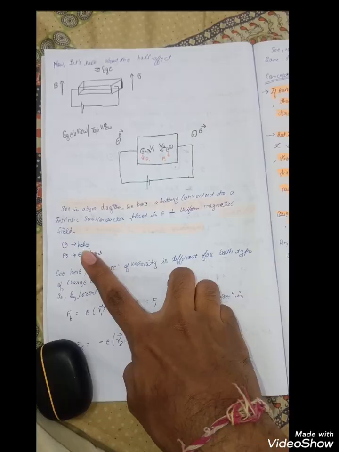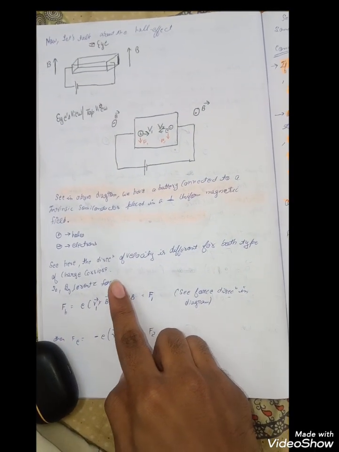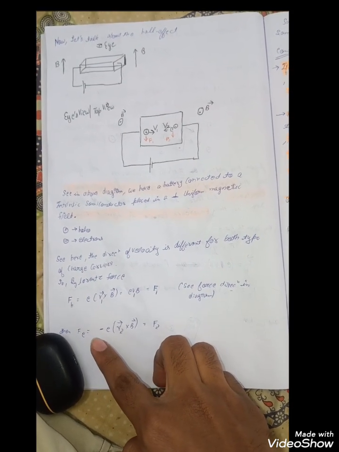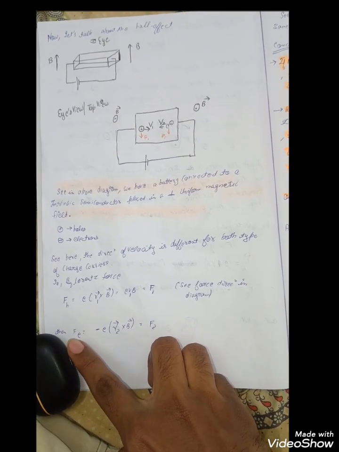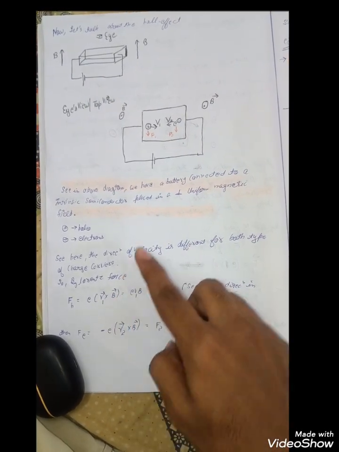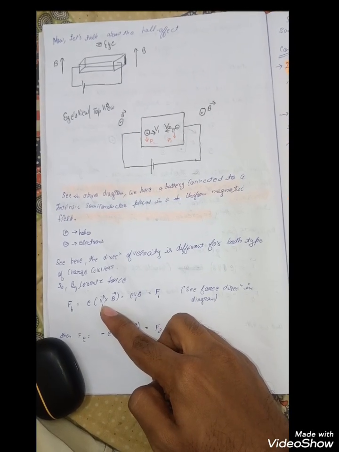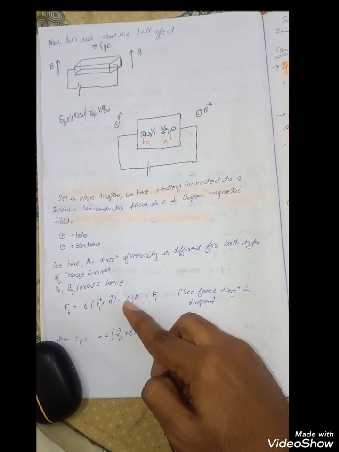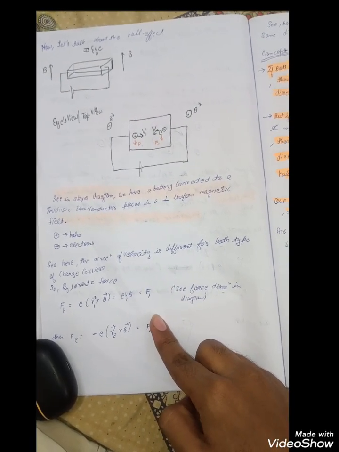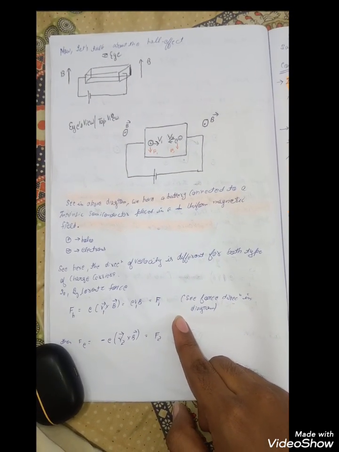This is the basic representation of holes and electrons. Here it is written that Fh is the force on holes, and Fe is the force on electrons. Also, an important concept: when we do v1 cross B, the angle between the velocity and magnetic field is 90 degrees and sine 90 degrees is 1. So I have not shown that, I have simply written F1 and F2, and both of them are in the same direction.